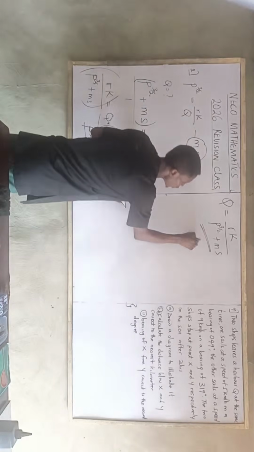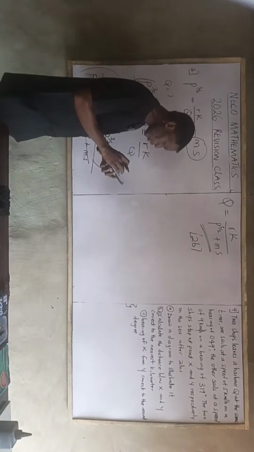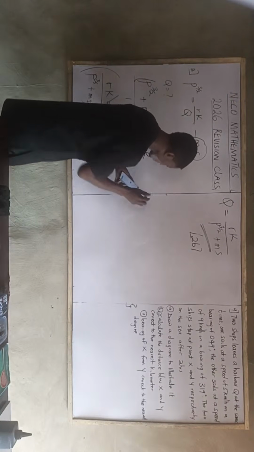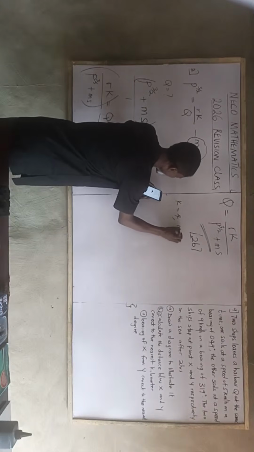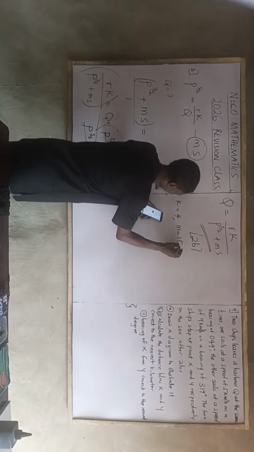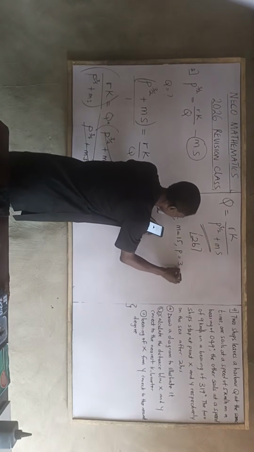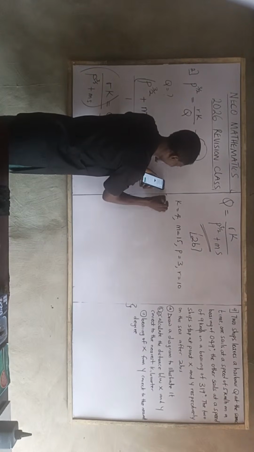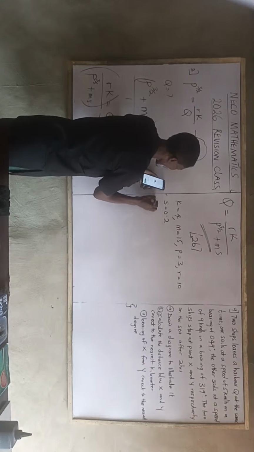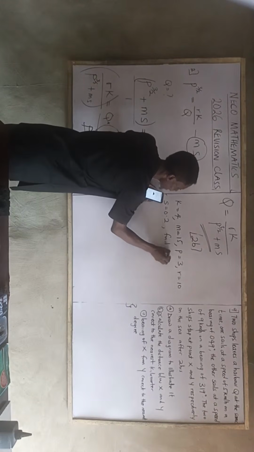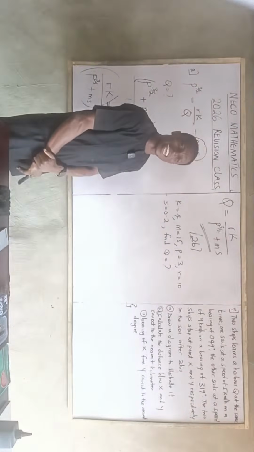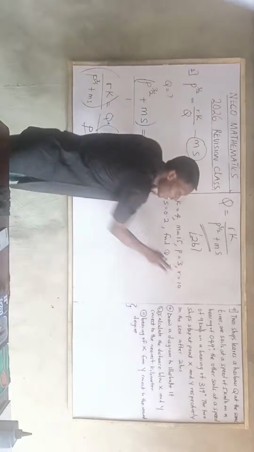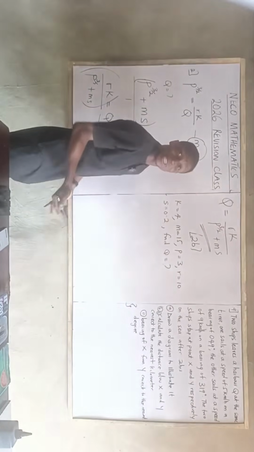That leads to the next question, 2b. The next question here tells us that, given that k equal to 4 and m equal to 15, and of course p equal to 3 and r equal to 10 and s is equal to 0.2, we are to calculate or find the value of q. We've been able to make q the subject of the formula. What are we expected to do here? Just substitute the respective values in the formula and you get your q.